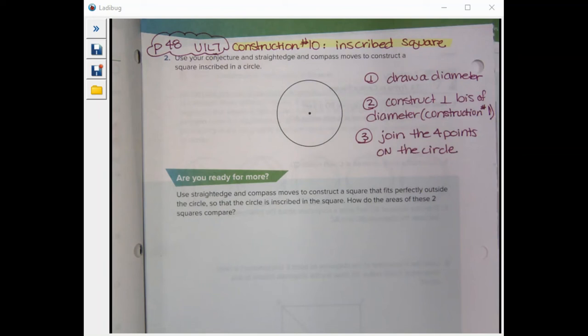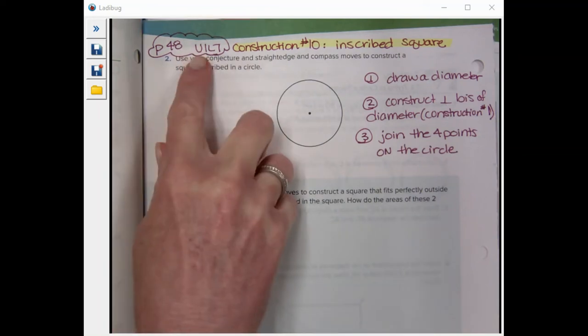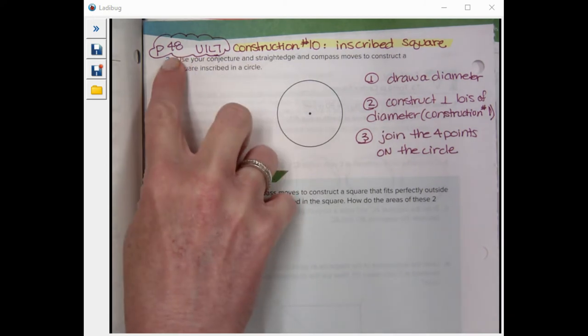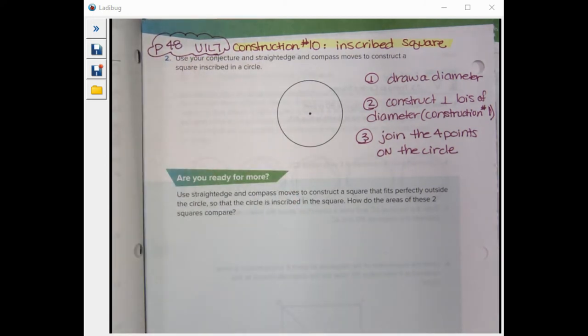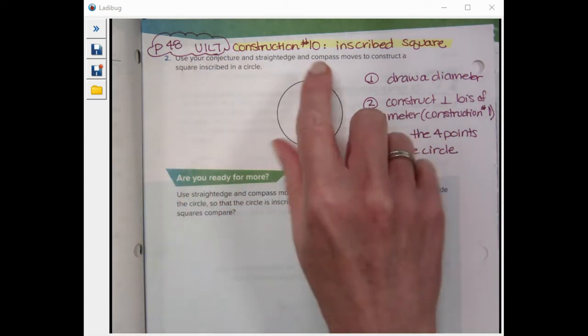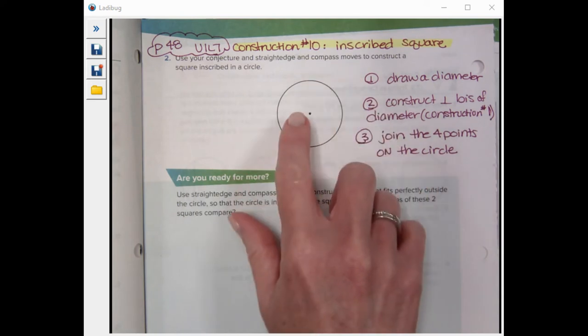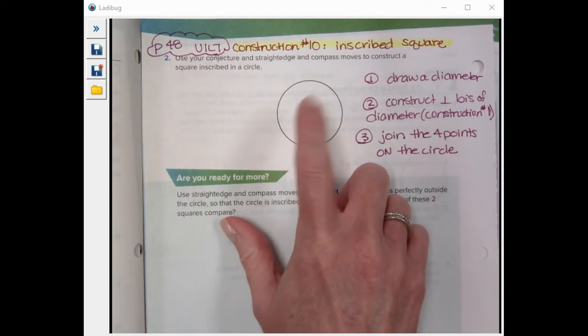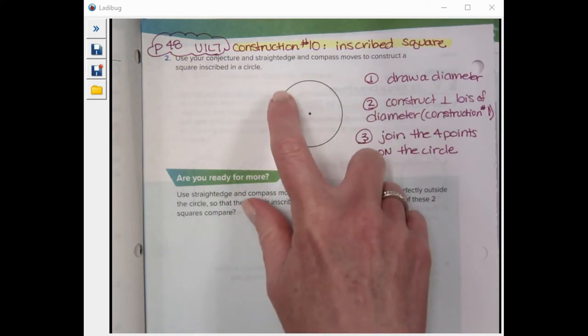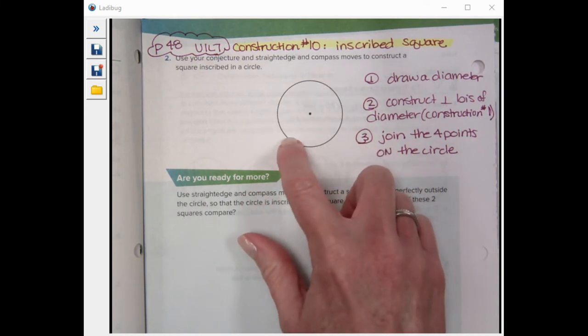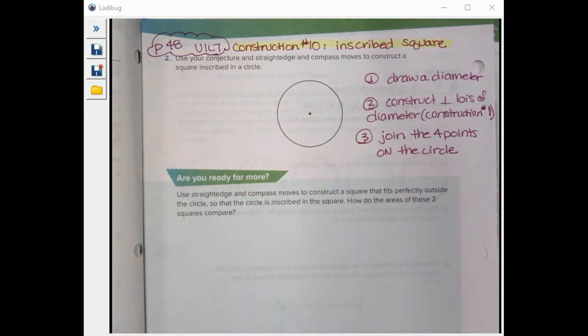Hi, Geometry. This is construction number 10. It's in Unit 1, Lesson 7, which is page 48 of our math workbooks. It asks us to use our compass and straight edge to construct a square inscribed inside of a circle. That means all four vertices will be on the circle. That's what it means to be inscribed. All four vertices touch my circle.